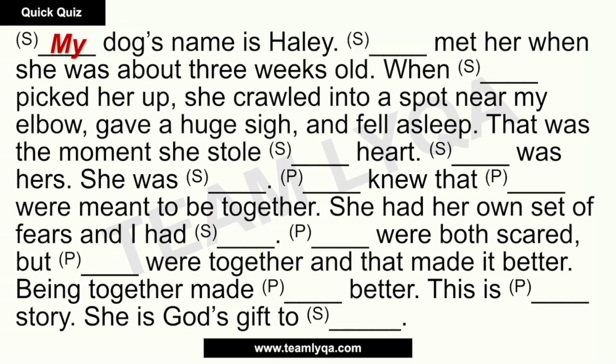Next, singular daw siya, tapos sabi, blank met her when she was about 3 weeks old. So, ano yung ginawa nito, yung verb na to, yung met? Siya ba yung gumawa? Okay? Now, siya yung gumawa kasi siya yung nag-meet dun kay Haley. So, ibig sabihin nun, this is subject, tapos singular, I met her when she was about 3 weeks old. When blank picked her up, so again, ito na naman yung word na picked, ito naman yung action dun sa sentence na yan, the verb.